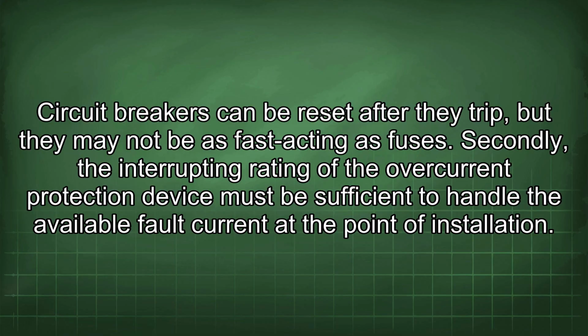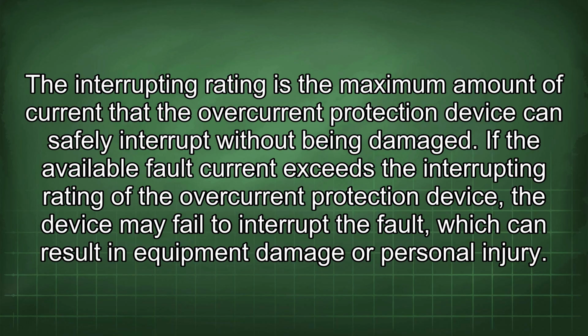Secondly, the interrupting rating of the overcurrent protection device must be sufficient to handle the available fault current at the point of installation. The interrupting rating is the maximum amount of current that the overcurrent protection device can safely interrupt without being damaged. If the available fault current exceeds the interrupting rating of the overcurrent protection device, the device may fail to interrupt the fault, which can result in equipment damage or personal injury.